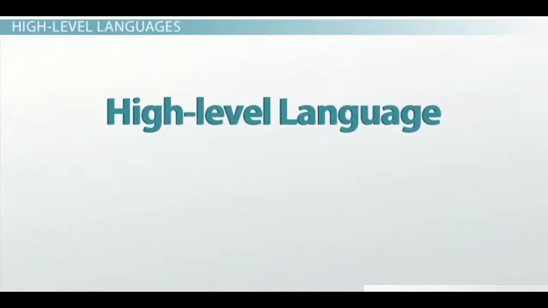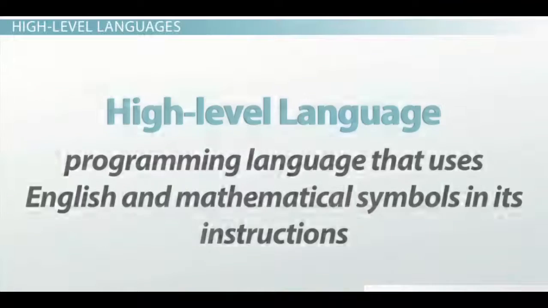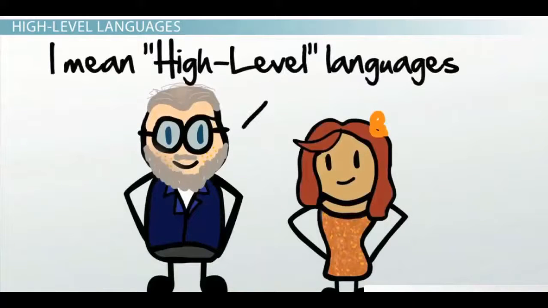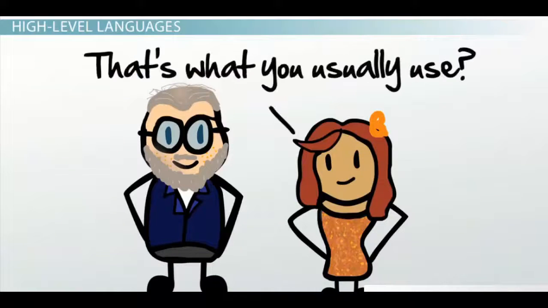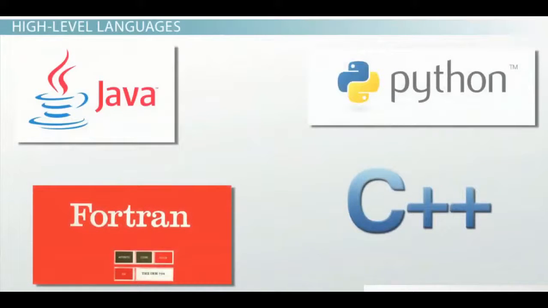A high-level language is a programming language that uses English and mathematical symbols, like plus, minus, percent, and many others, in its instructions. When using the term programming languages, most people are actually referring to high-level languages. High-level languages are the languages most often used by programmers to write programs. Examples of high-level languages are C++, Fortran, Java, and Python.